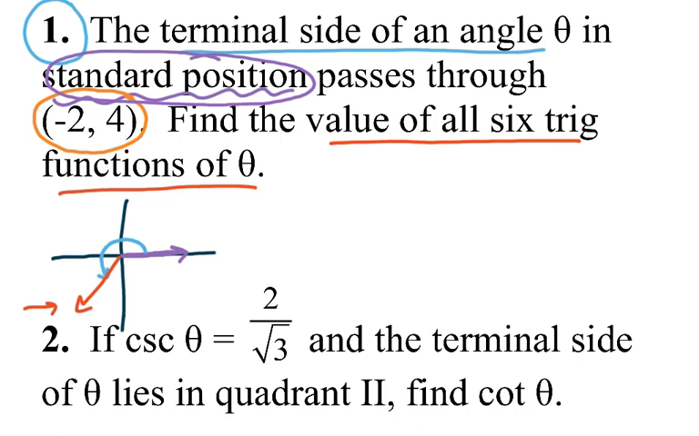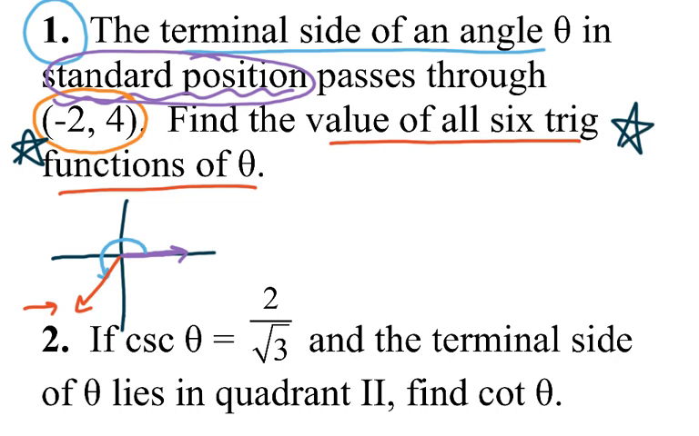So there's a lot of words here, but it basically means things that you already know. It just means if we have an angle or a triangle and it's going through this point here, can we use it to find the value of all 6 trig functions? All right, let's give it a shot.